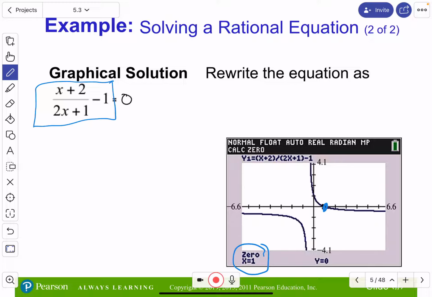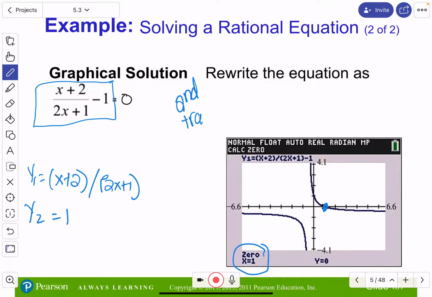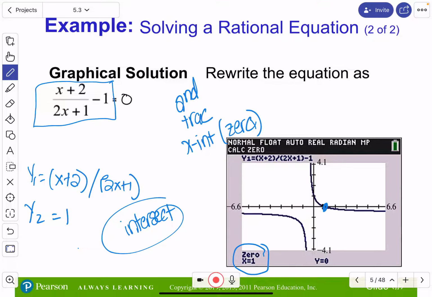A third option is to graph in y1 our x plus 2 divided by 2x plus 1. In y2, graph the one that it equals, and then look for that intersection point. And remember, on the graphing calculators, you hit second, trace. For the x-intercept, you hit 0. And when you have the two things intersecting, you hit intersect. So that's how you would do that on the graphing calculator.